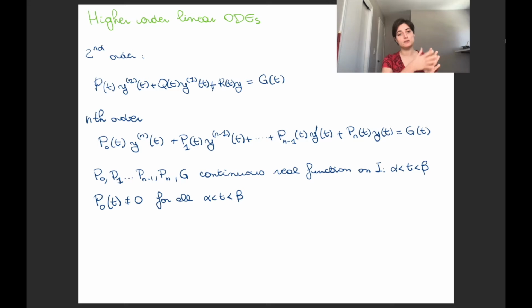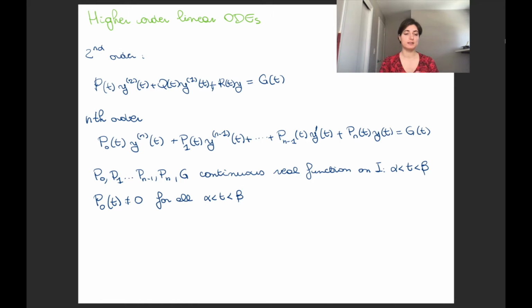So we start categorizing it. Instead of using one different letter for each, we call it all p, and we start with p0 that is matched with the nth derivative of y, plus p1 that is matched with the n minus 1th derivative of y, down to pn minus 1 that is matched with the first derivative of y, plus pn y equals g.